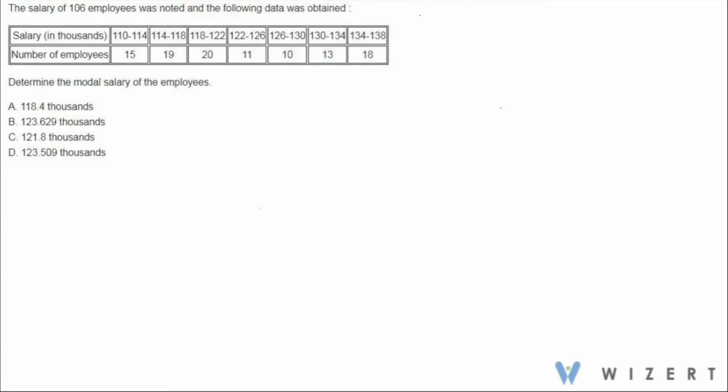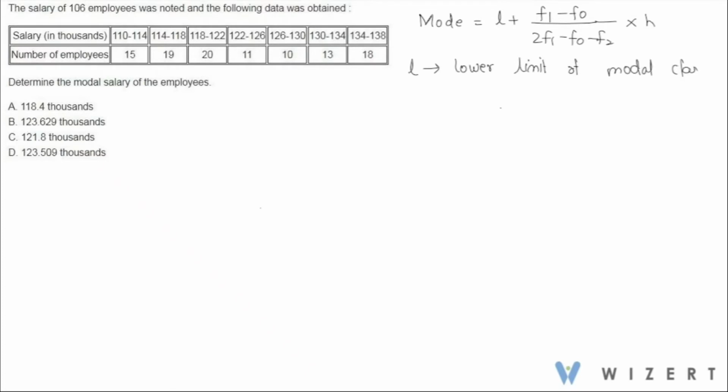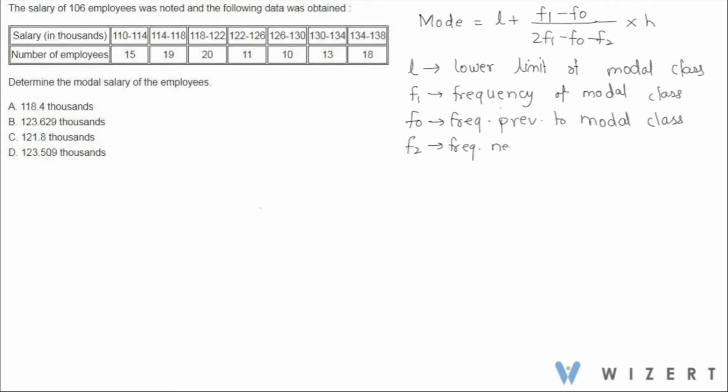Now we know the mode of a grouped data is given by mode equal to L plus (F1 minus F0) divided by (2 F1 minus F0 minus F2) multiplied by h, where L is the lower limit of the modal class, F1 is the frequency of the modal class, F0 is the frequency previous to the modal class, F2 is the frequency next to the modal class, and h is the class size.